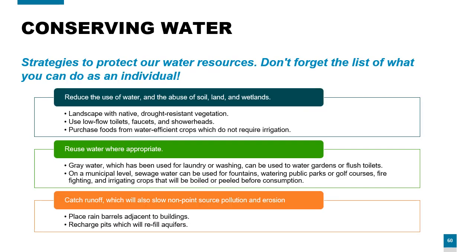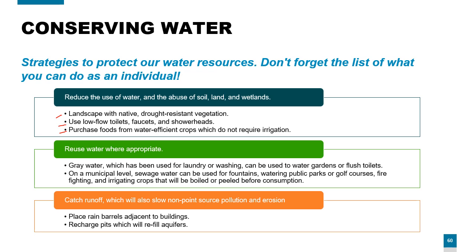First, reduce the use of water and abuse of the soil. Of course, the soil and land and wasteland by landscaping with native, drought-resistant vegetation. Kung ano yung mga naturally occurring vegetation sa inyong lugar, yun lang dapat yung mga tinatanim ninyo. Kasi they are adapted to that kind of environment. And of course, use low-flow toilets, faucets, and shower heads. So, sa paggamit ng tubig, hinay-hinay lang sa paggamit ng tubig. Huwag masyadong magasta, okay?